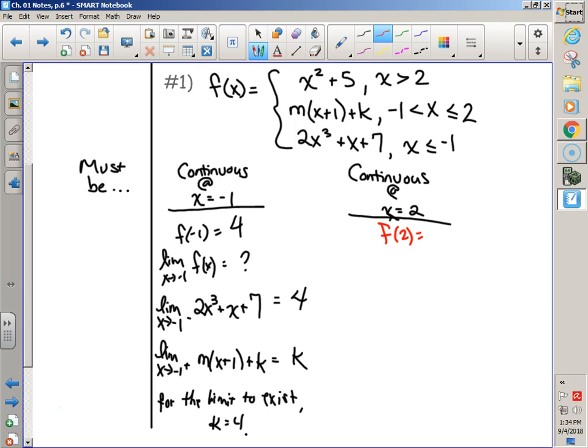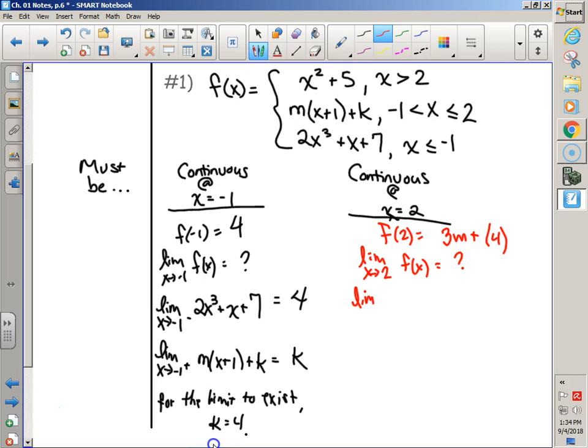How do you know what f of 2 is if you don't even know what m is? Yeah, it's to be determined. I totally agree, because don't you have to plug it into there? So 2 plus 1 is 3. 3m plus k, but we already figured out what k was, right? So we plug in k is 4, but no, we don't know what that is. Okay, does the limit exist? Well, it needs to exist, so how do we make it exist?